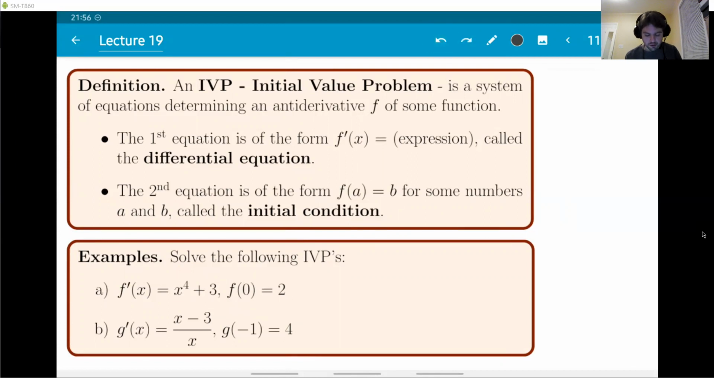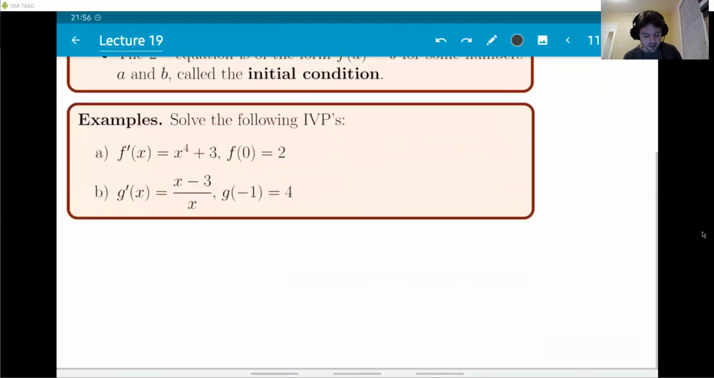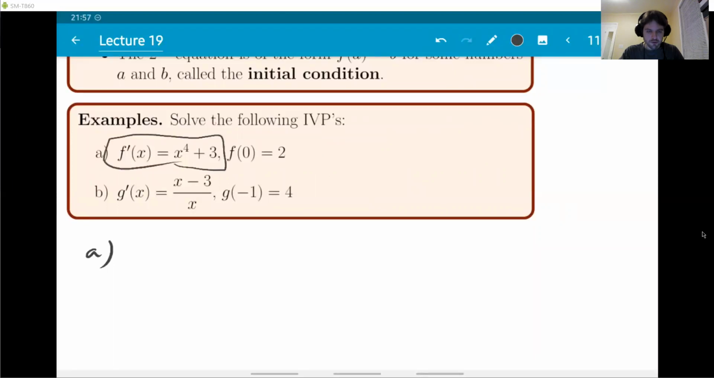Okay, so what is solving an IVP? Look at the examples here. Example A. The solution is the function in this case. It's a system of equations, but we're not trying to find x or a variable. We're trying to find the function, f of x. And the system is telling you that the function has this derivative, x to the fourth plus 3, and its value when x is 0 should be the value 2.